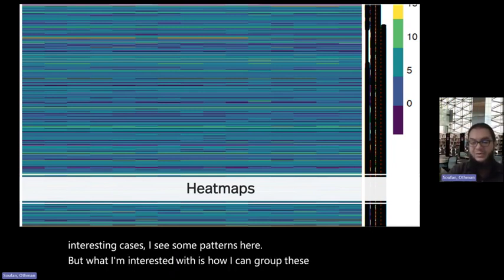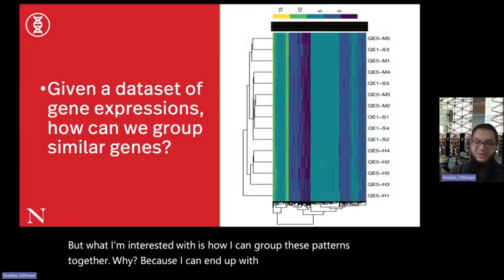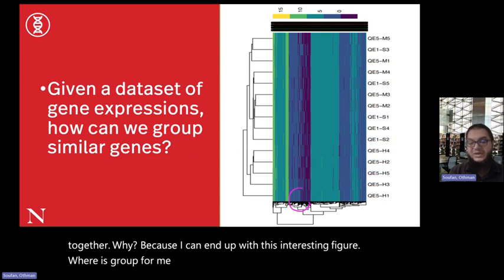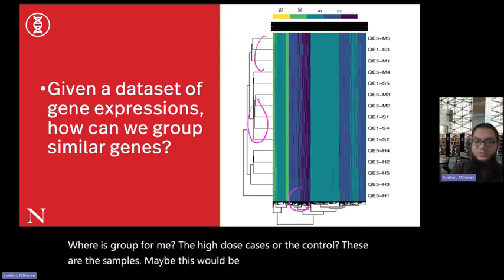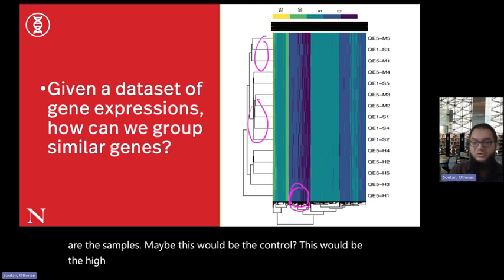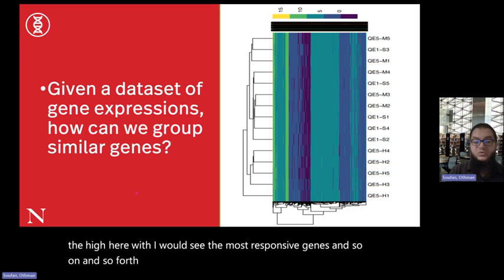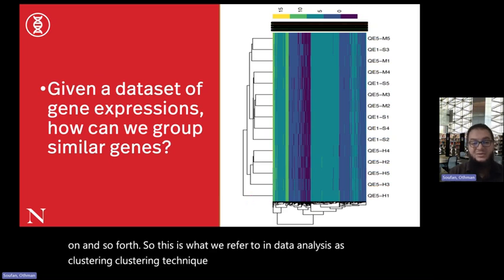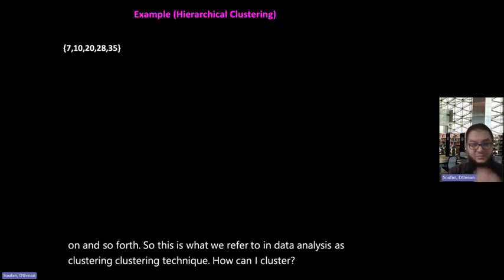patterns together. Why? Because I can end up with this interesting figure, where it's going to group for me the high dose cases or the control. These are the samples. Maybe this would be the control. This would be the high. Here I would see the most responsive genes and so on and so forth. So this is what we refer to in data analysis as a clustering technique. How can I cluster this information together?